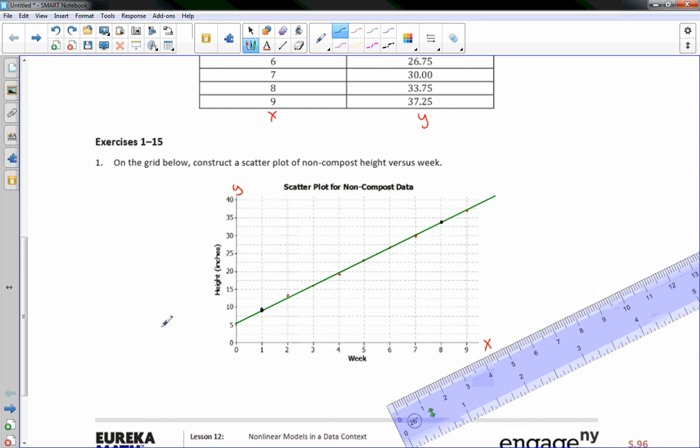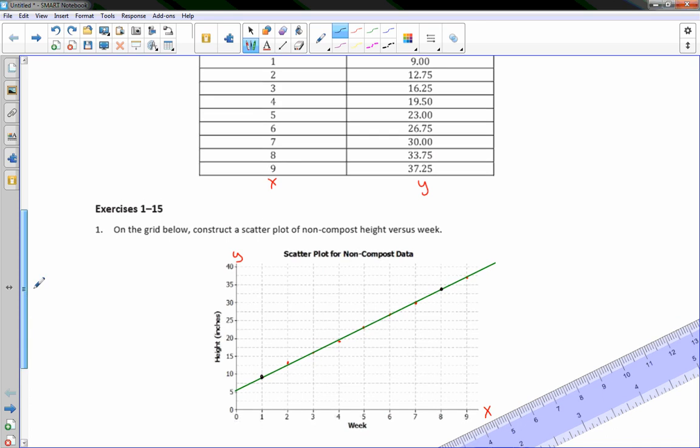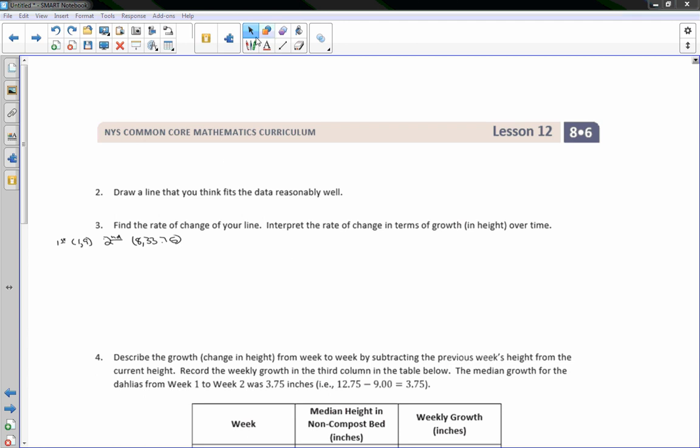So I'm going to use the values from the table so I'm accurate. I'm using the point (1, 9), and that will be my first point. And then my second point is going to be this other point over here, which is (8, 33.75). Okay, so I brought those values over here, and now I'm going to calculate my rate of change. I'm going to use the variable m to represent rate of change. The rate of change is y2 minus y1 divided by x2 minus x1.